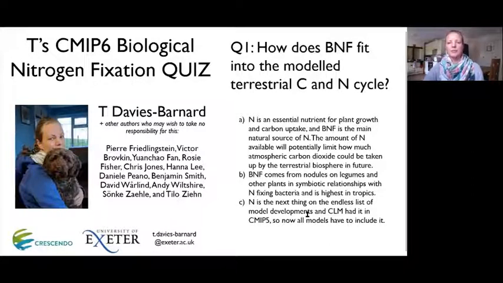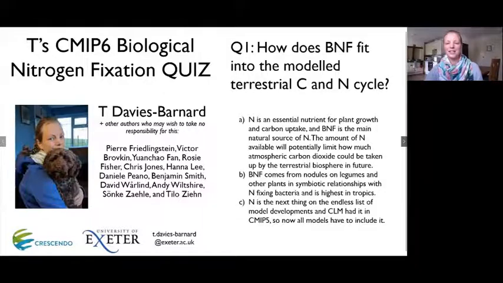So question 1, which I now can't see because I've got the things in the wrong way. But anyway, what is BNF and how does it fit into the terrestrial carbon and nitrogen cycle? Is it A: nitrogen is an essential nutrient for plant growth and carbon uptake, and the main source of natural nitrogen to the terrestrial system, and it's important because it will potentially limit the amount of atmospheric carbon dioxide that can be taken up by plants in the future? Or B: it's nodulated fixation on legumes and other plants in symbiotic relationships, it comes from fixing bacteria and it's highest in the tropics? Or C: it's just the next thing on the list that we need because, you know, CLM have it. If you want to play along, pop your answer in the comment.